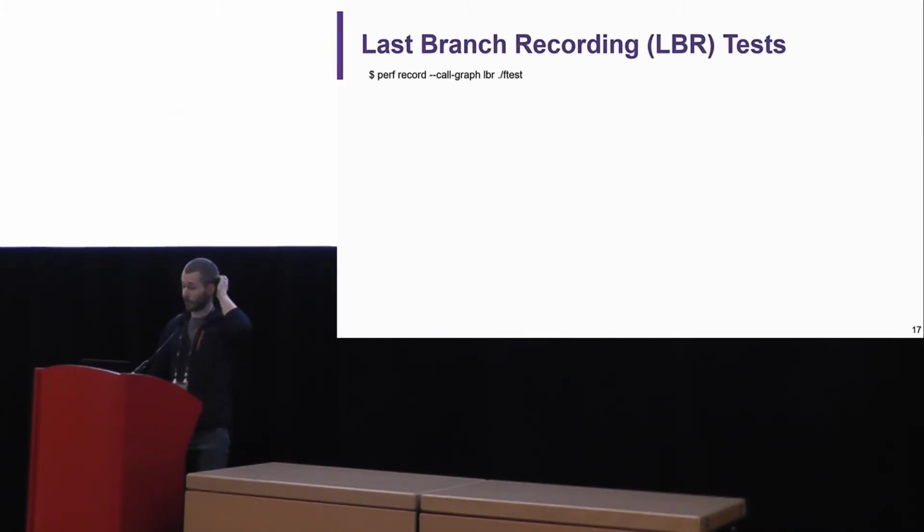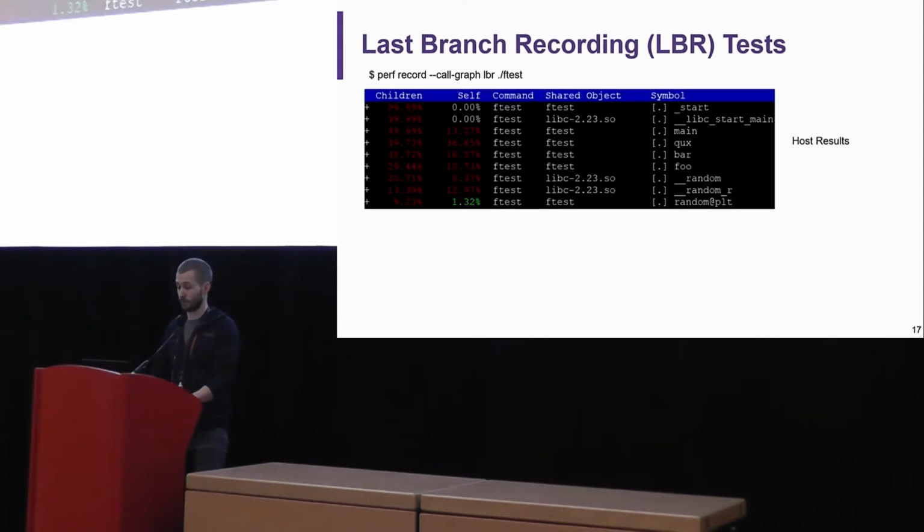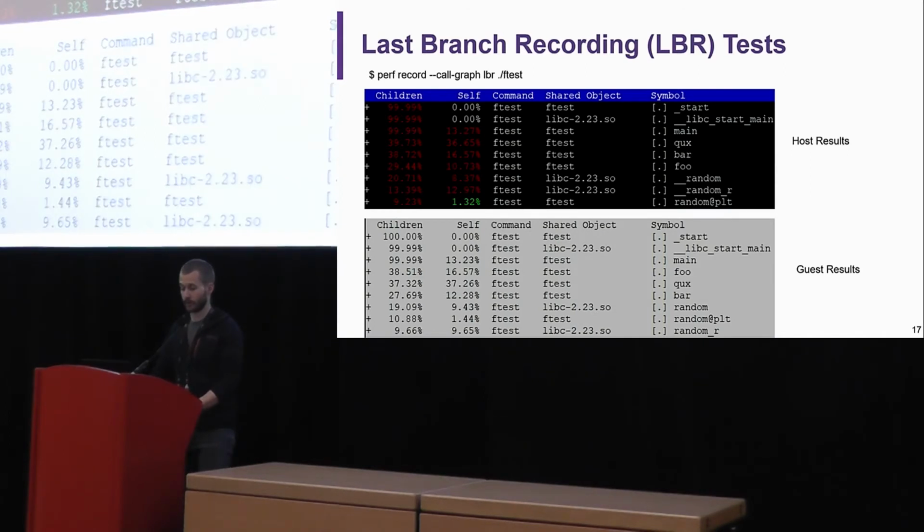Similar example with LBRs, run on the host to get a reference, and then run the same workload in the guest and observe that they produce similar results. Don't worry about the absolute values in the columns here. It's a somewhat suboptimal view of what the call graph would look like, but it's better for comparison.